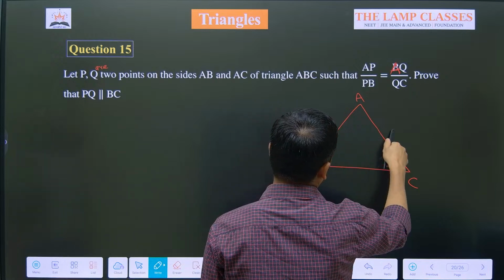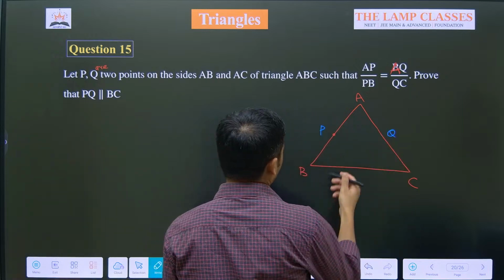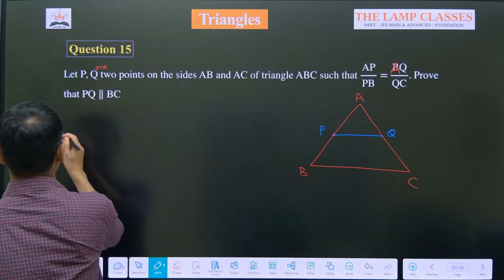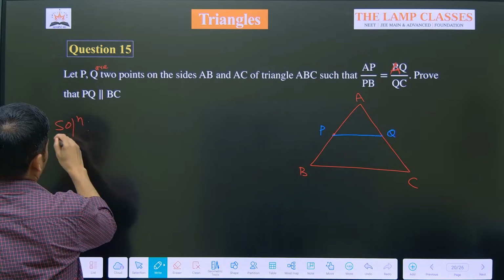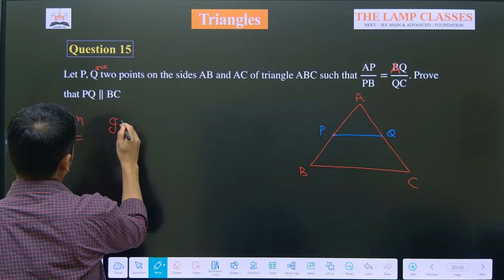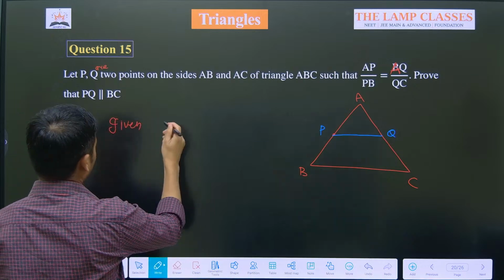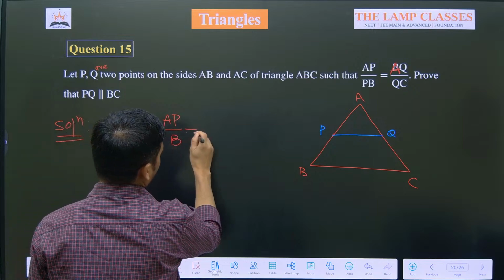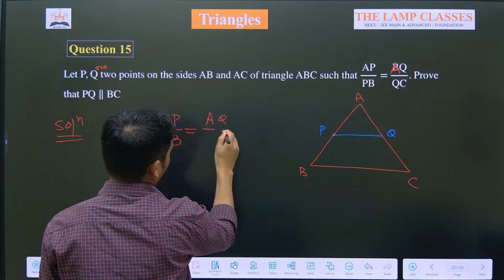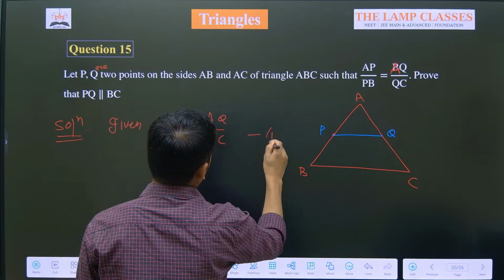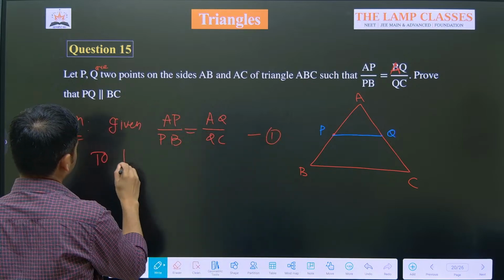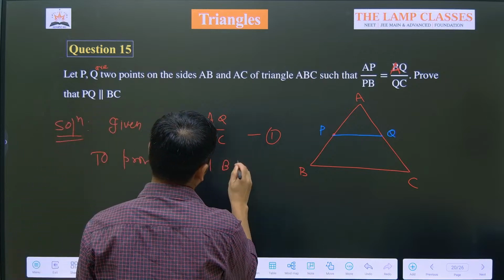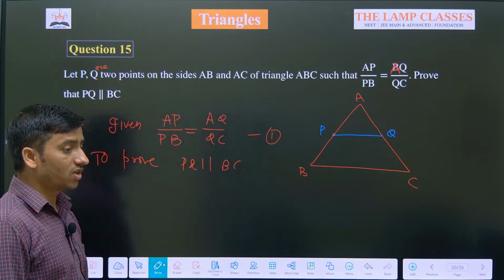There are 2 points P and Q on sides AB and AC. So let's do it like that. Given, to prove. We can still use BPT theorem.